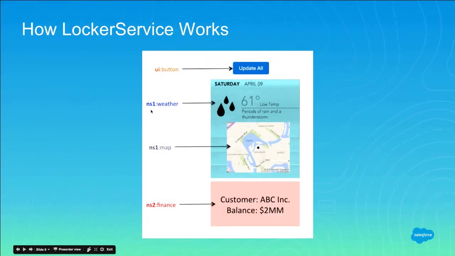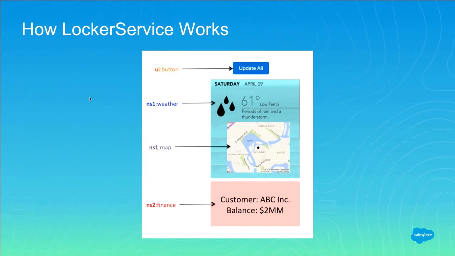All right. So a quick example of how Locker works. On this page, I have a base Lightning component, UI button, provided by Salesforce. I have a weather component and a map component, which are part of the same namespace. And then I have a finance component, part of namespace two, and in this finance component I have some sensitive data.